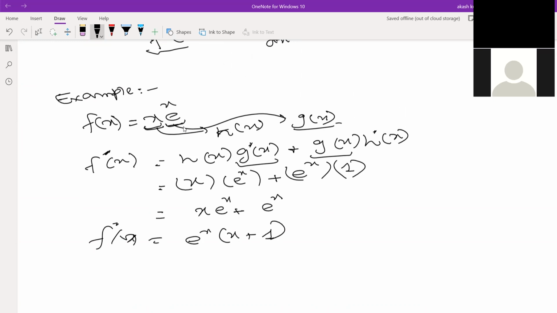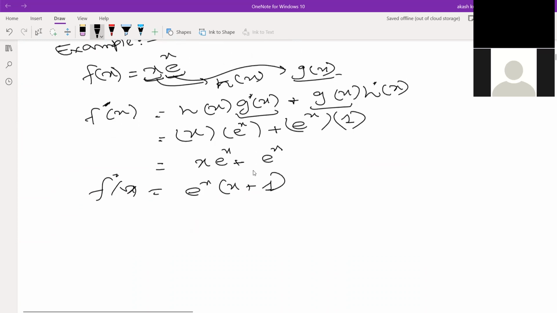Okay. How did we get e^x (x plus 1)? Because we took a common factor. We took e^x common, and then what's left is x, and here was left 1. So it's x plus 1 inside. Understood. Okay, let's do another example. Let's just continue it. Can we take its double derivative? We can write our double derivative like this: f double dash of x, right? So d over dx of e^x (x plus 1).